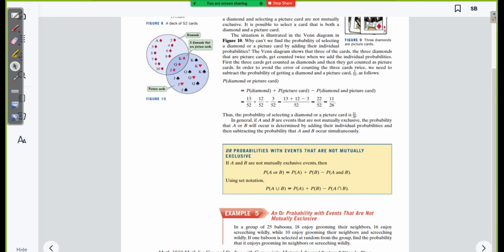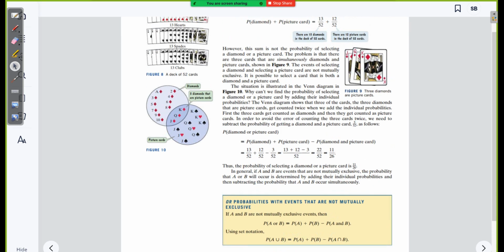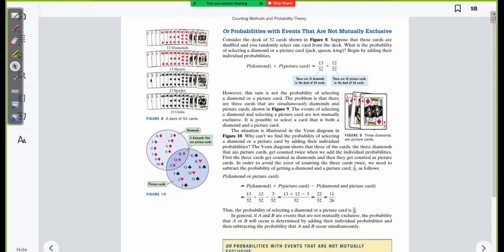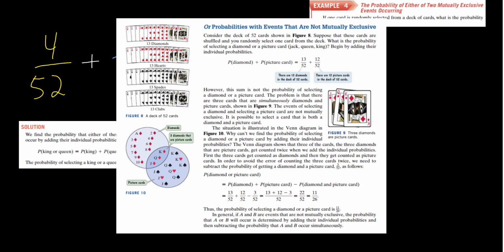All right. So next up, we're going to talk about the concept of probabilities with events that are not mutually exclusive. So I think I should probably give this whole page a snip because it gives an example before our example. Let's go ahead and take the cards over here. Oh shoot.